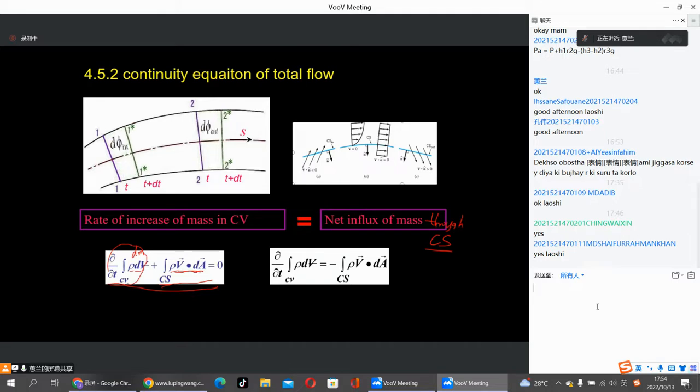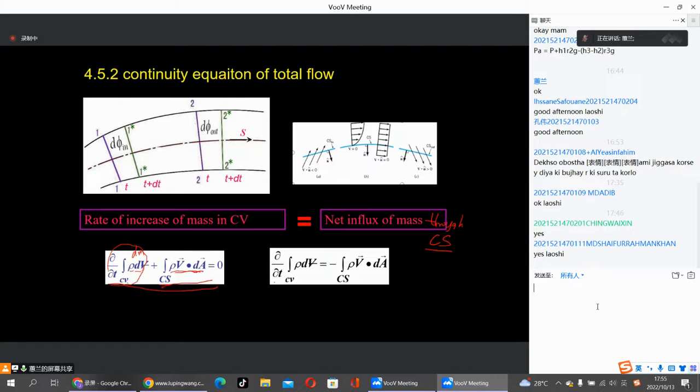Okay, so here, two parts: inside the control volume, and through its boundary or control surface, where mass goes in or goes out. And for this equation, because the total mass of the system will not change with time, the sum of the two terms will equal zero. Okay, so we got this mass conservation or continuity equation of total flow.